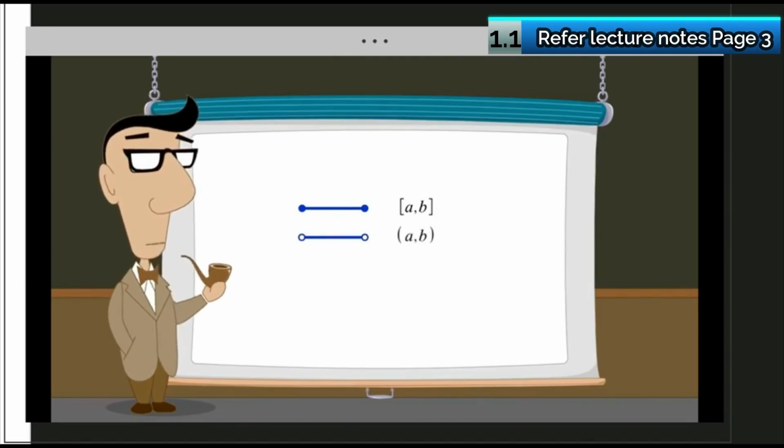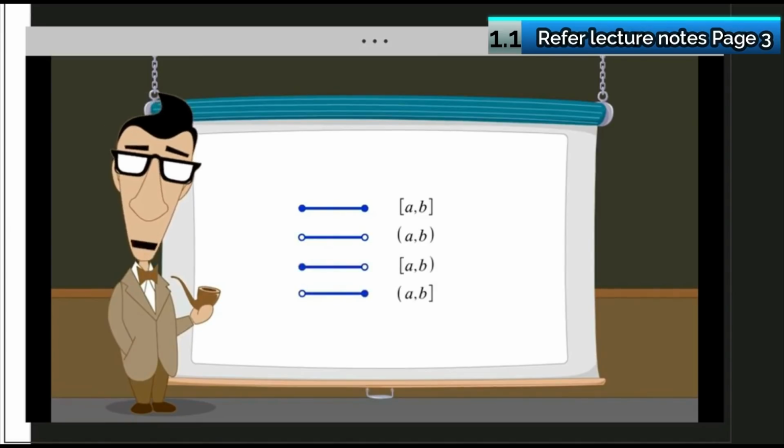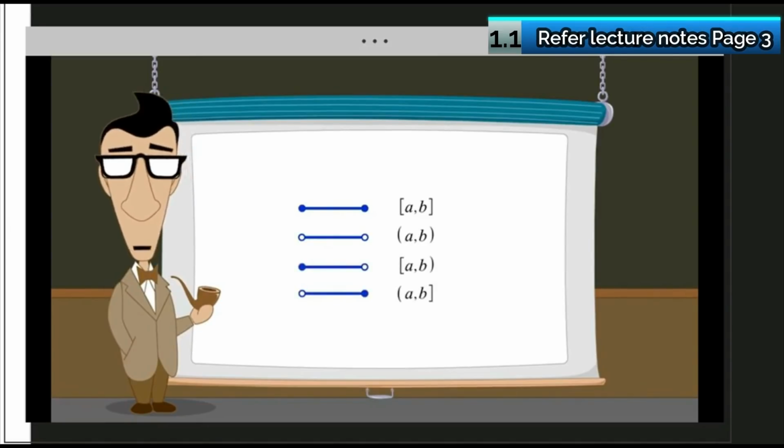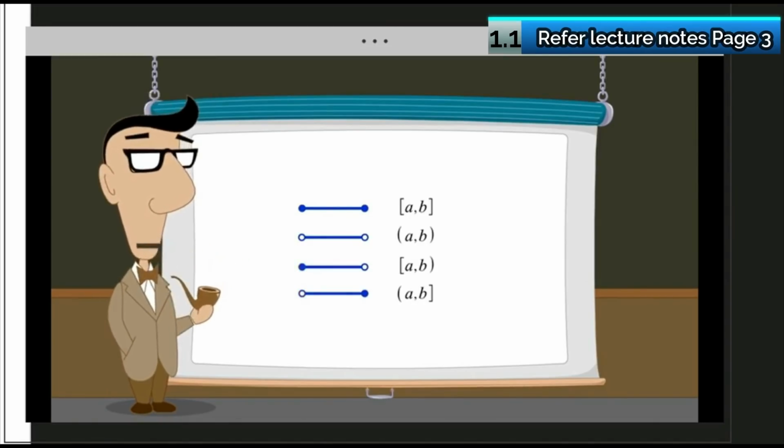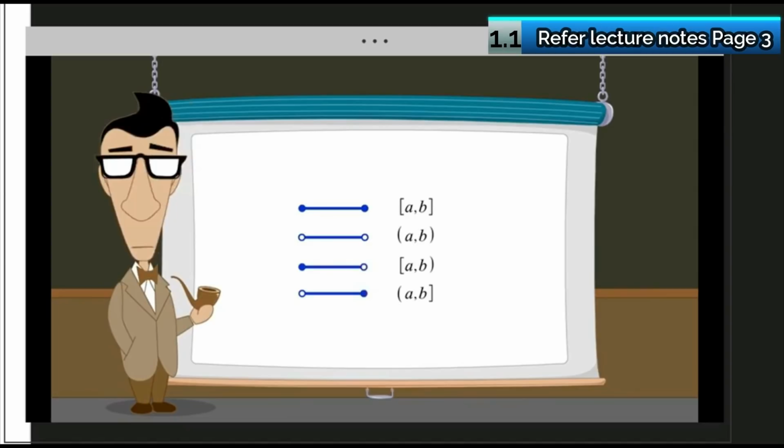It is also possible for one endpoint to be included and the other excluded. If the left endpoint is included or excluded, the interval is said to be left closed or left open. And if the right endpoint is included or excluded, the interval is right closed or right open. Bounded intervals are also called finite intervals since their endpoints limit them to a finite length on the number line.